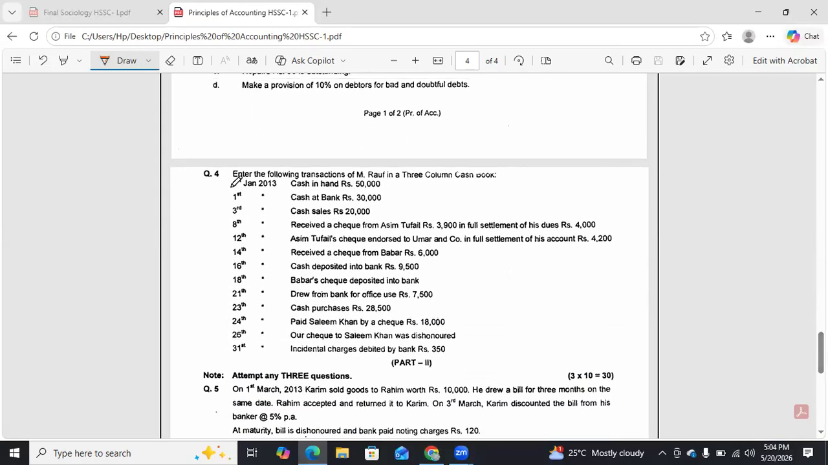Question number 4 is: enter the following transactions of Mr. Raul in a 3-column cash book. So these are the particulars you have to enter as transactions.